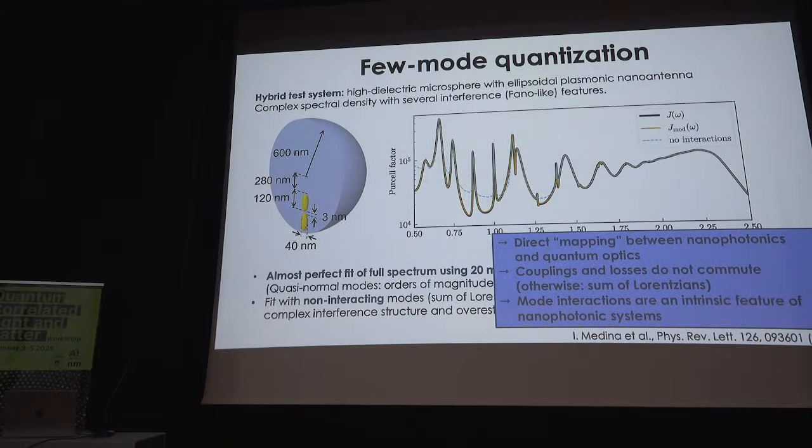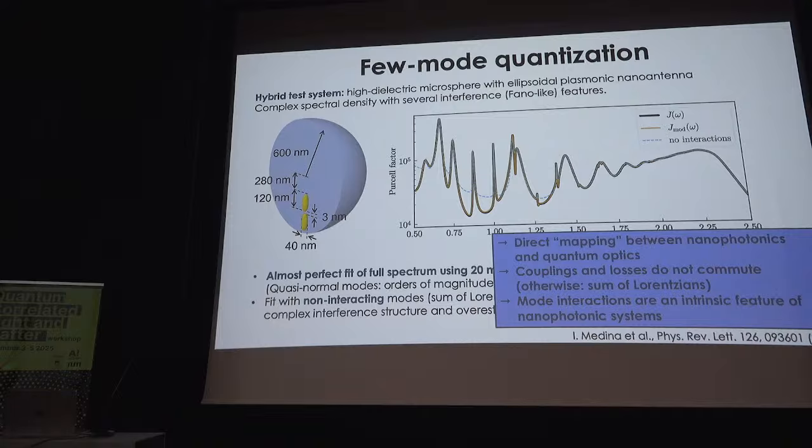So what we have with this method now is really a direct mapping between nanophotonics and quantum optics. An interesting side result was that the couplings in my Hamiltonian matrix, omega_ij, and the losses can be chosen so that we can diagonalize the whole system at the same time.